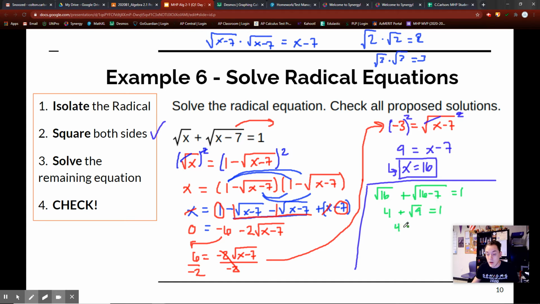And as you can probably tell, is that going to equal the exact same thing? No, because this is 7 equals 1, which is not equal. What does that mean? 16 is not a solution. What does that mean? This whole equation is a no solution. Okay, that is my answer. This whole equation is a no solution.